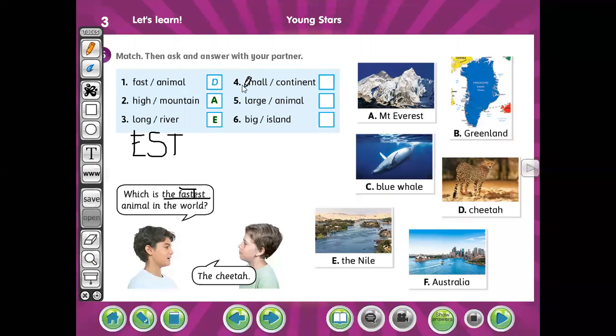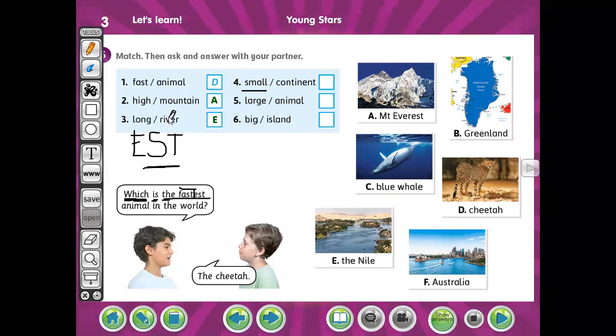Nicolas, please, can you tell me number 4? A small continent, Greenland. The question, Nicolas. One question. Which is the small continent, Greenland? The smallest continent. Remember, it's superlative. Small no, we use smallest.